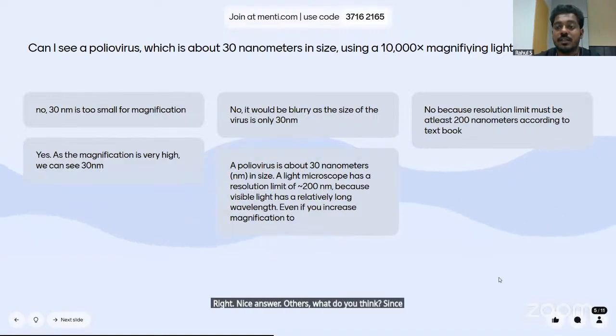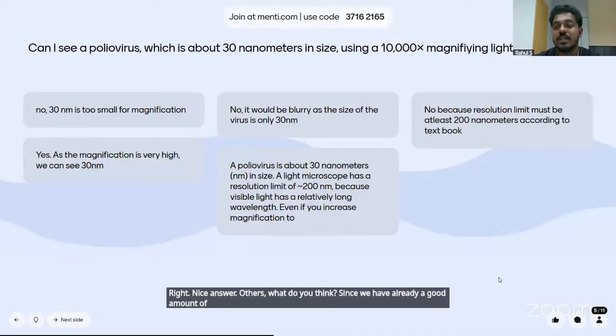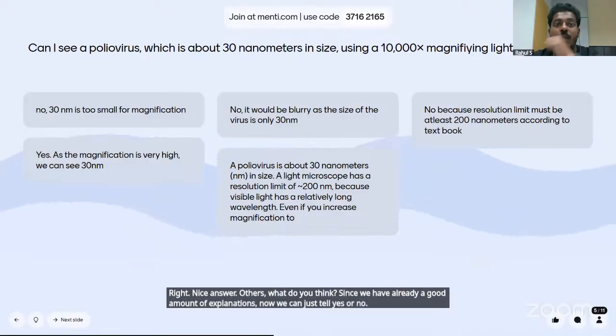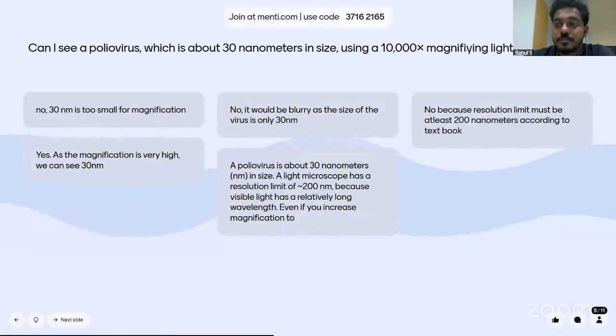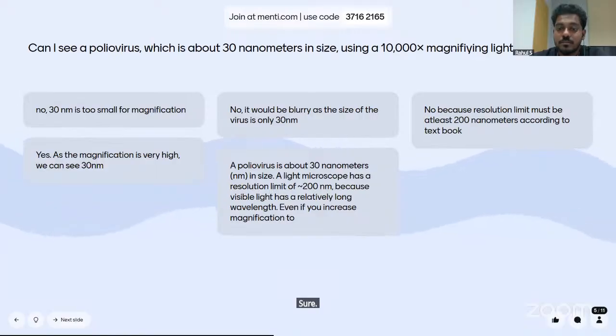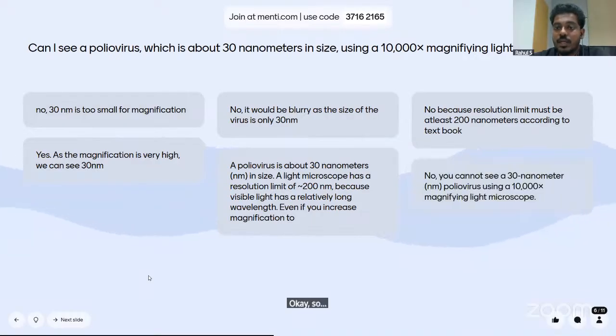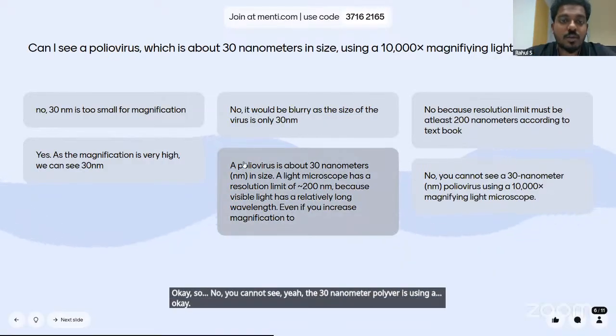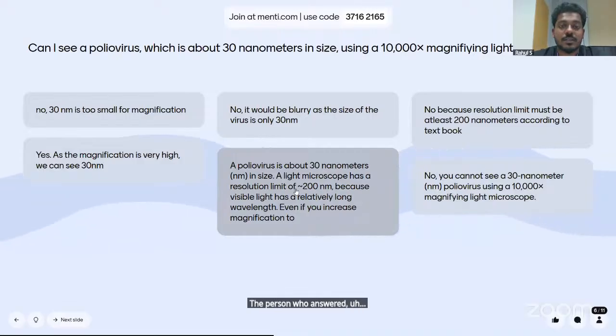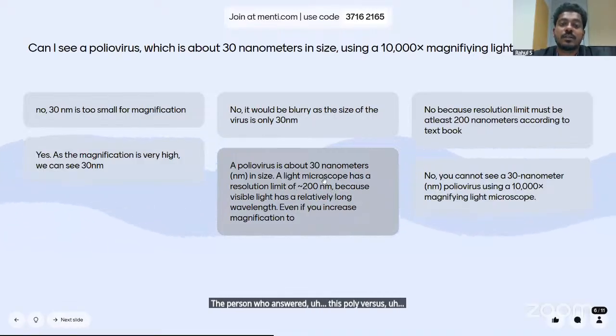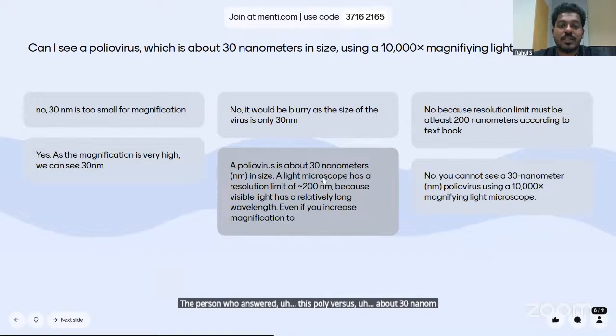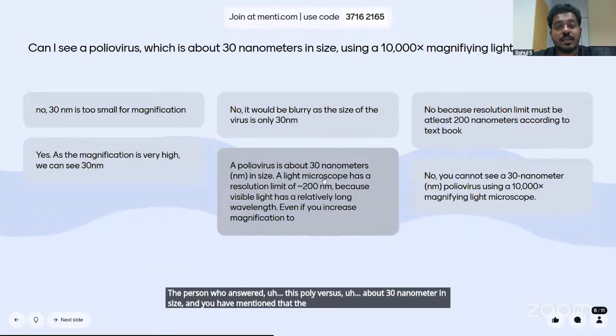Since we already have a good amount of explanations, now we can just say yes or no. Okay, so no, you cannot see the 30 nanometer poliovirus using a light microscope. The person who gave this answer mentioned that poliovirus is about 30 nanometer in size and the resolution limit. That's the right answer actually.